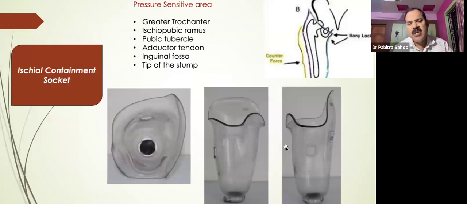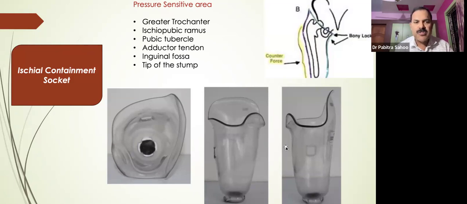This is a bit different from the quadrilateral socket, because most of the weight bearing in an ischial containment socket is on all four walls: the medial flare, lateral flare, anterior flare, and posterior flare. So the whole stump, you can say, is a total contact type of socket. The weight passes all around the flares of the stump, and the ischial containment name itself says that the ischial tuberosity is contained inside the socket.